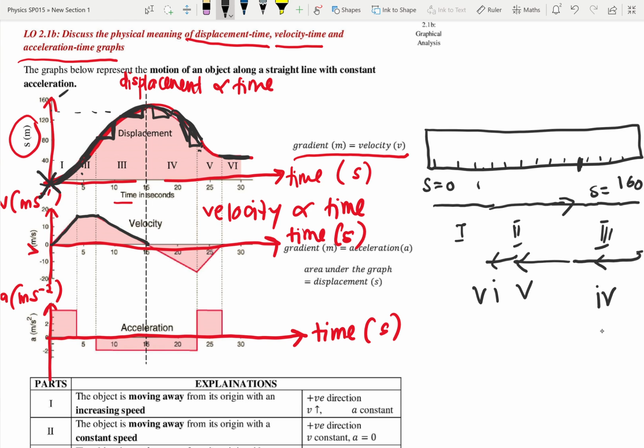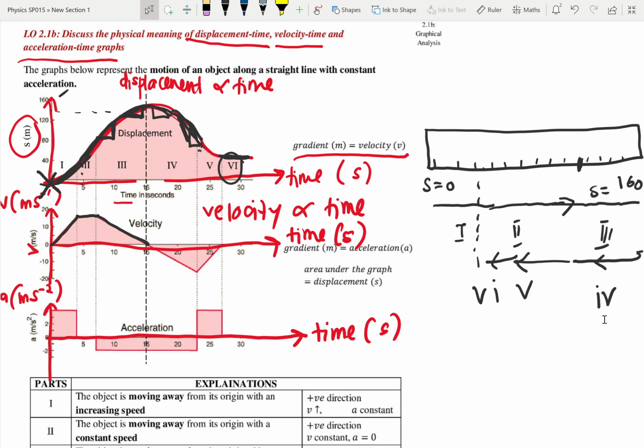So that means part 1, 2, 3, 4, 5, 6. Part 6, the object is at rest. It doesn't move. It's static at displacement 40 meter. Alright. So for displacement, you can illustrate or imagine it moving on a ruler. Okay, like this.